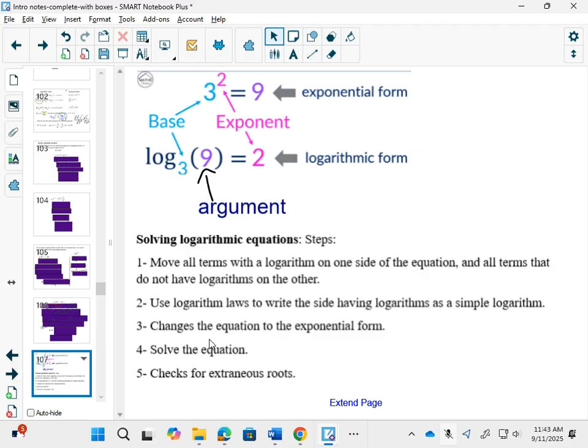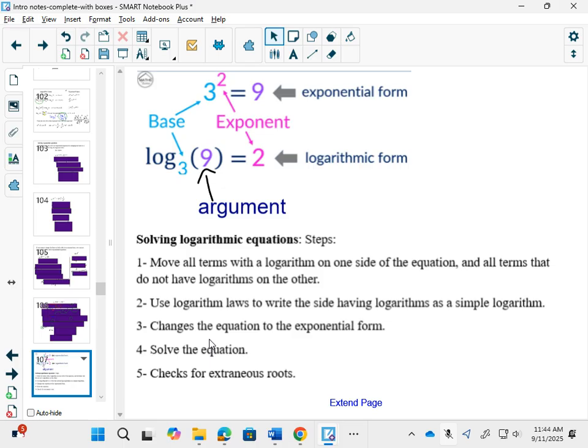So how do we solve a logarithmic equation? Well, we move all the terms with logarithms on one side and all the terms that don't have logarithms on the other side, so that we can use our log laws to get a simple single logarithm. Once you have a simple single logarithm, you can take the log form, change it back into exponential form, and it will be easy to solve from there.